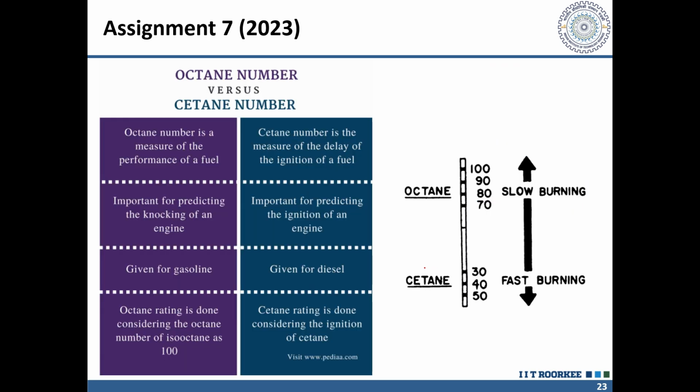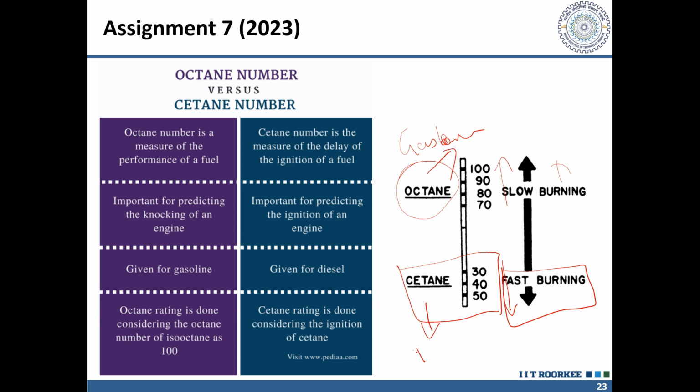So here also we can see that if the cetane number is increasing, we get very fast burning. On the other hand, there is another number known as the octane number, which is used for gasoline. If the octane number is higher, it means that it will be slower burning. So octane number and cetane number are two things which we can define, and octane numbers are mostly used for gasoline, and cetane number is used for diesel.